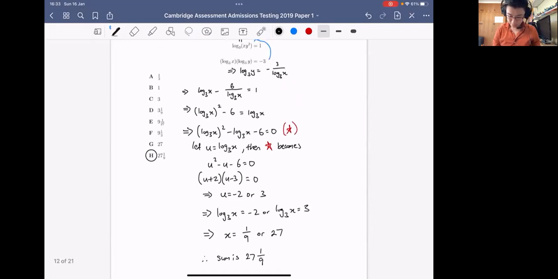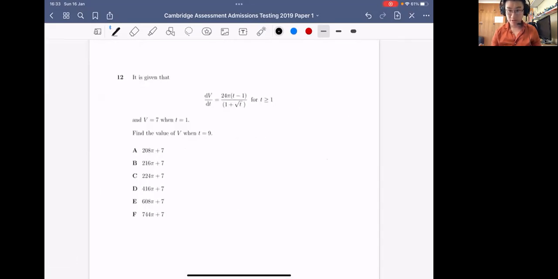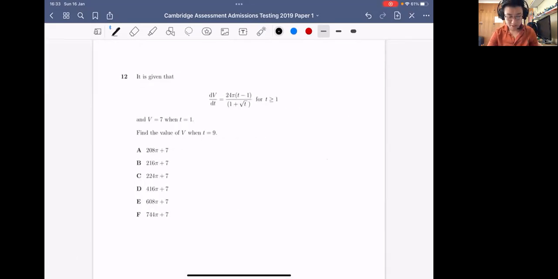Question 12 is given that this derivative, nasty. Oh, here we go, question 12. Okay. Yep, it's a nasty looking derivative here. Find the value of t. Oh, find the value of v when t is equal to 9. Whew.